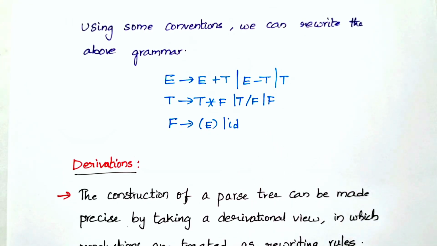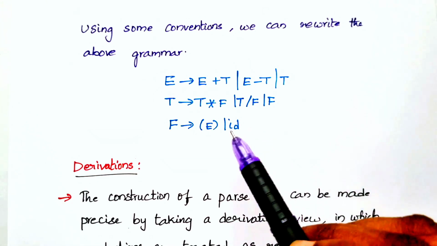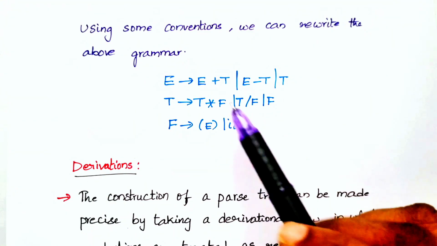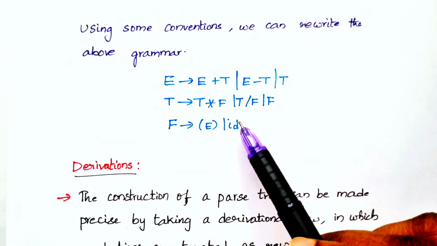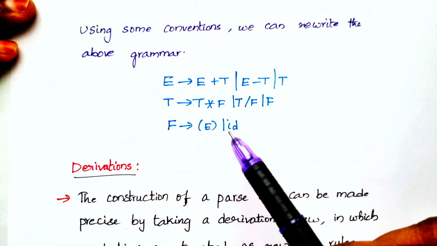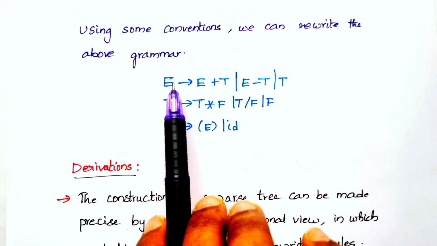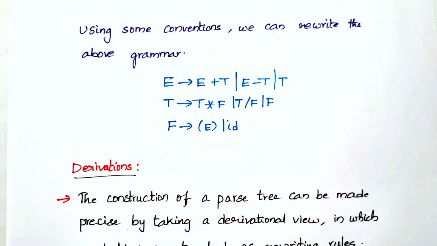First one is non-terminals. Non-terminals are generally represented by uppercase letters, and terminals are generally represented by lowercase letters. See here it is ID or a, b, c, and also the operators plus, minus, star and slash, all of this will come under terminals. Next convention is the start symbol, which is generally denoted by S, but in this grammar it is E. Whatever the first production is, its left hand side is considered the start symbol.